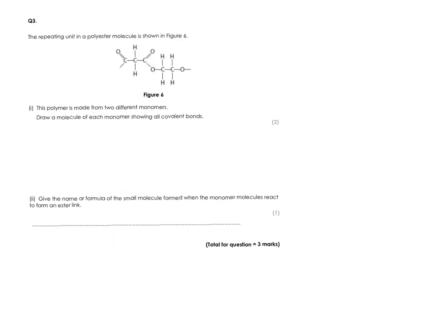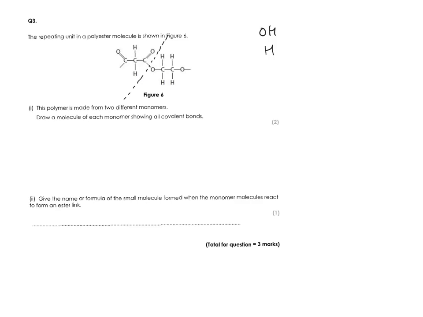Okay, so this next question is about condensation polymerization. The repeating unit of a polyester molecule is shown in figure 6. There it is. The polymer is made from 2 different monomers. Draw a molecule of each monomer showing all covalent bonds. So this is formed, and water is also formed as well. So we've got to put back in an H2O molecule, and to do that we're going to add OH to one of them and H to the other. So where these were joined is here.